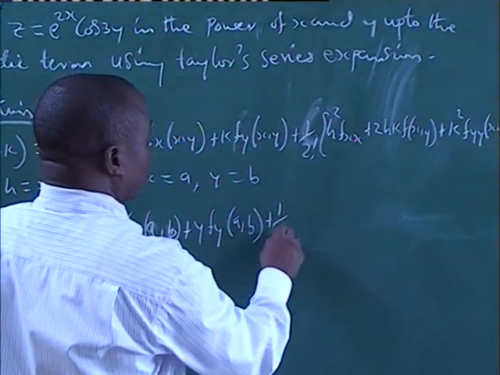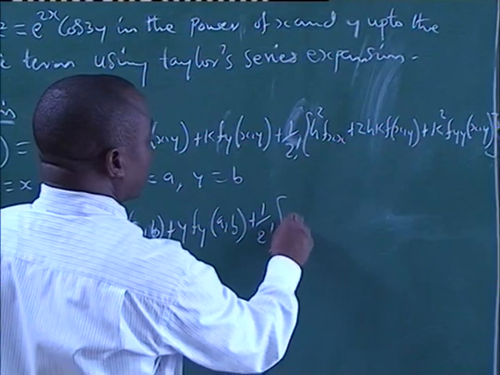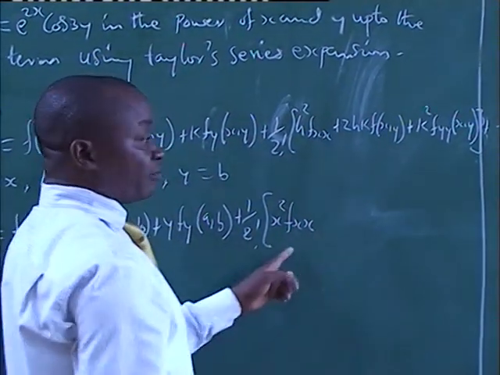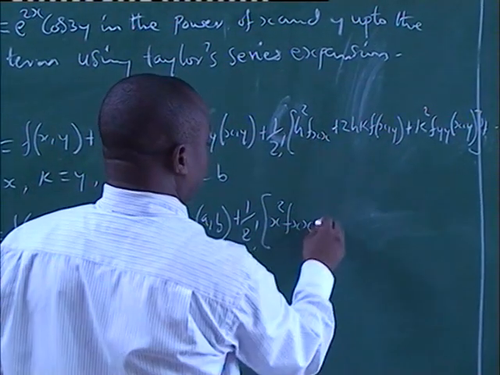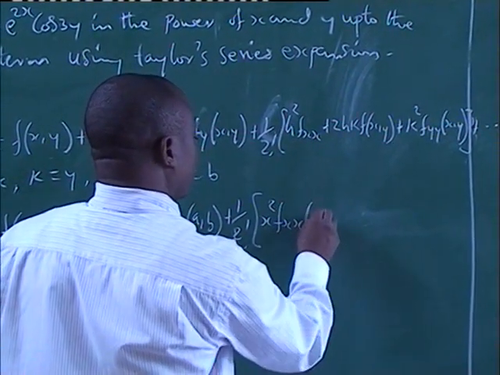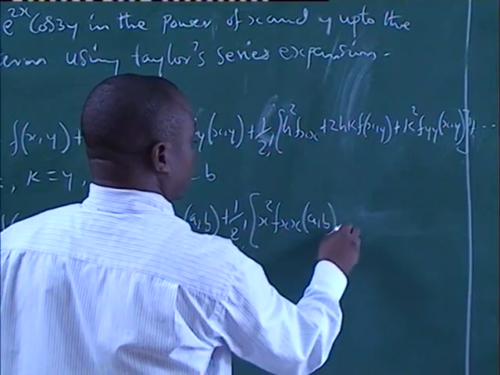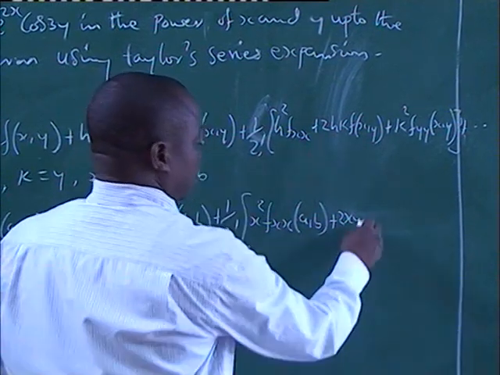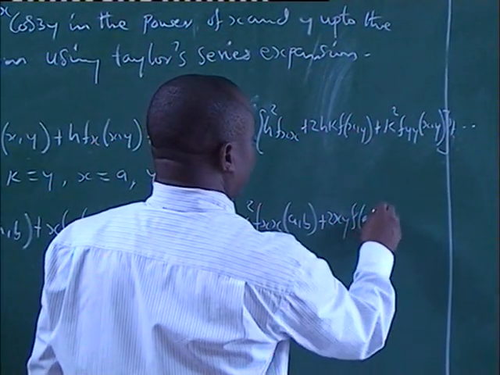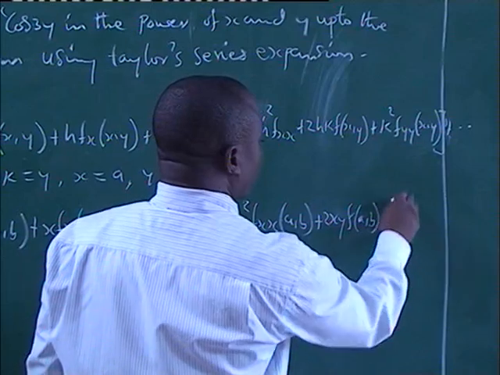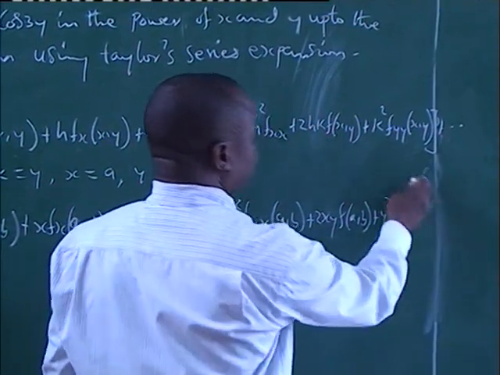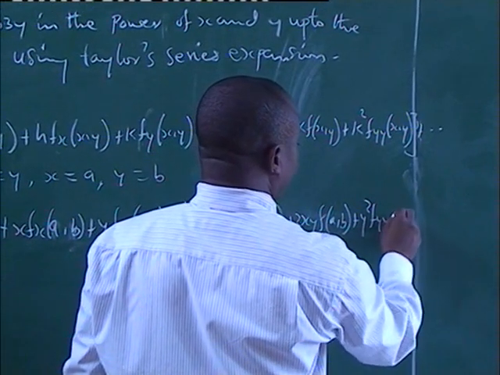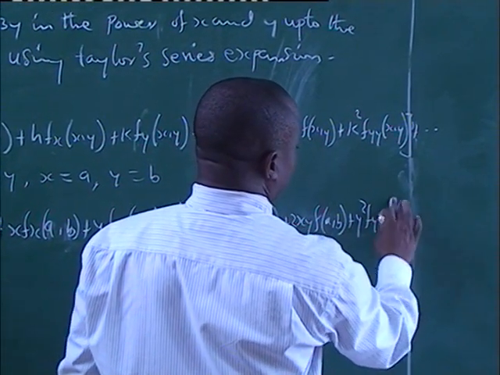Plus 1 over 2 factorial. We have x squared times the second partial derivative of f with respect to x at a, b, plus 2xy times f of a, b, plus y squared. Then what do we have here? Here will be f y y. Then we have a, b.